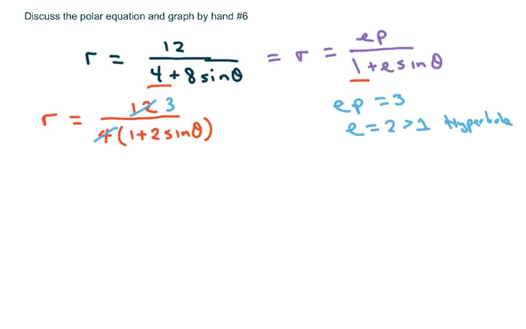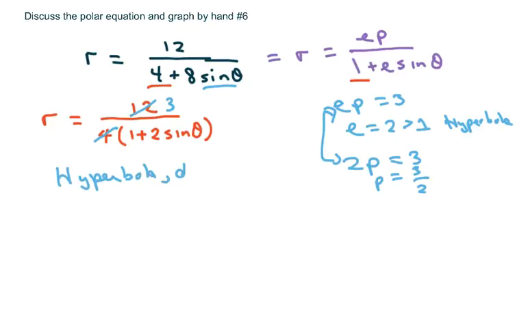Now, we have to find p to find where the directrix is. So we're going to put e in. 2 times p equals 3. I'm just plugging it back into this equation. So p is 3/2. So let's discuss it. Since we have sine, okay, first of all, it's a hyperbola. We already know that.